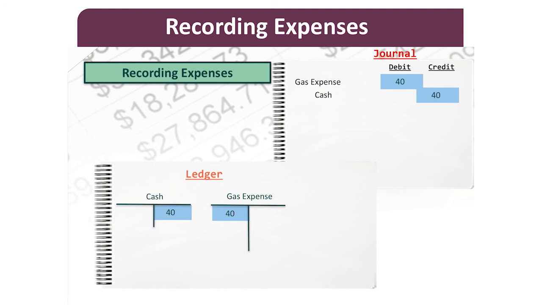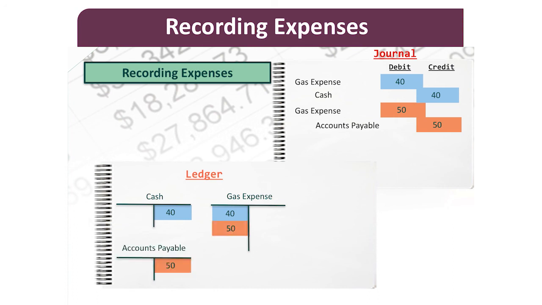The second transaction is when you charge the gas purchase. The accounting journal entry for that transaction is again a debit to gas expense. However, the credit is to the liability accounts payable. This is a liability that you will pay next month. Then you post the transaction to the ledger. Total expense is $90.